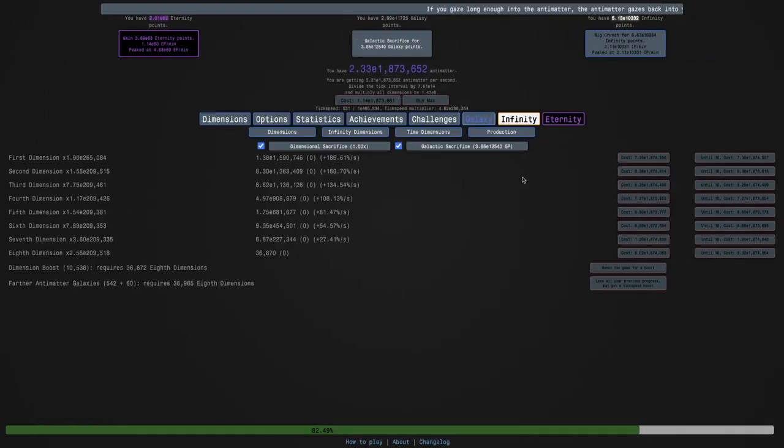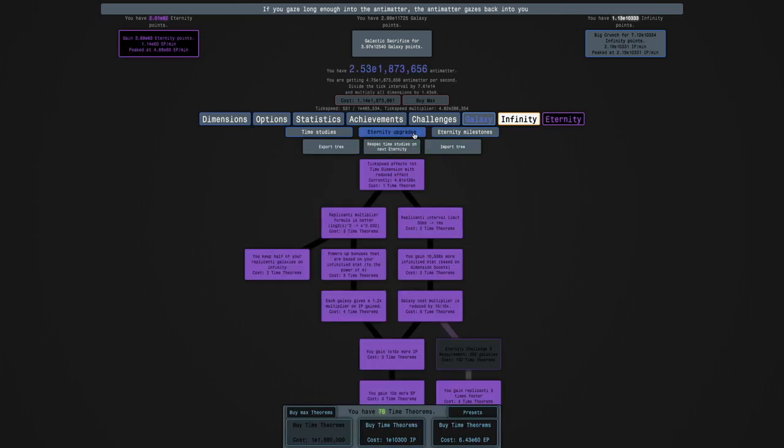Okay, I'm back a couple days later and I can only get E63 Eternity points. It's not enough for this upgrade here. I can get one time theorem, but that doesn't really matter. I did notice, however, I can get 750 orders of magnitude of galaxy points if I Galactic Sacrifice.